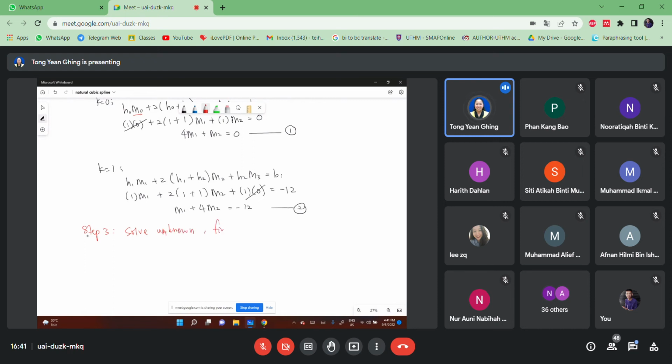That means 5, M1, and M2. Okay, so let's say I use elimination methods, which you learned before. 4, 1, and this one 1, 4, 0, negative 12. Let's say this one is R1, this one is R2. So I want to eliminate this one.